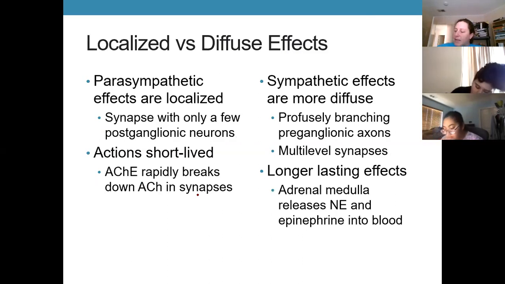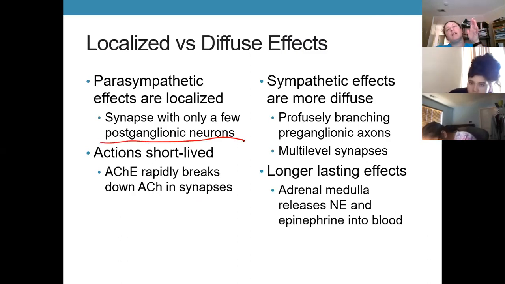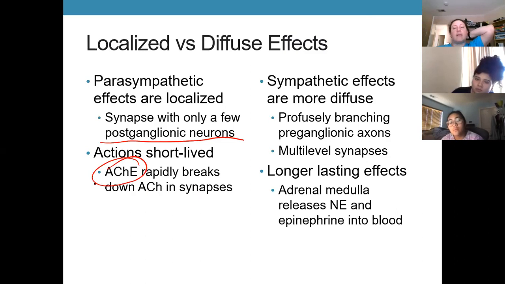Some other comparisons between them, because they just insist on being opposite to each other. So the parasympathetic effects are more localized than the sympathetic. And that's for a couple of reasons. First of all, because the preganglionic neurons typically only synapse with a few postganglionic neurons. So it's a very precise effect when they fire. And acetylcholine breaks down pretty fast due to the enzymatic effects in the synapses. So their actions are fairly short-lived. And neither one of those things are bad. It's just a statement of fact, okay?